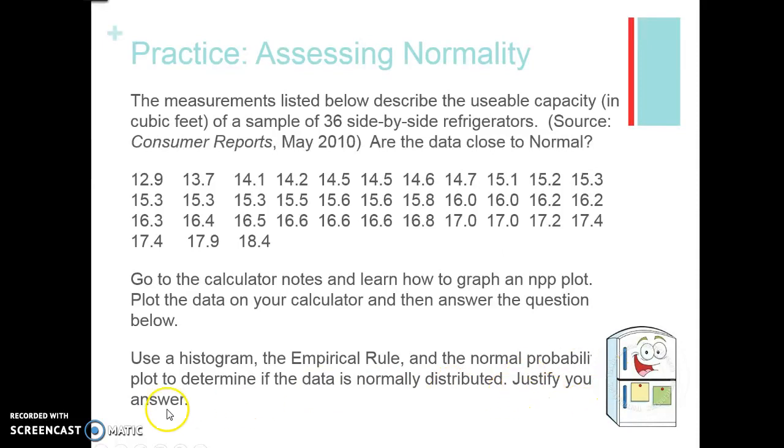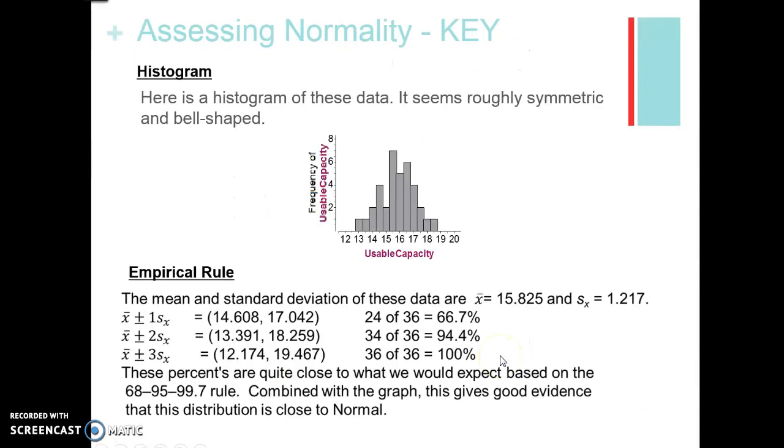Now notice it says justify your answer. You're going to have to explain. You can't just use a histogram and say, oh, it's approximately normal. You're going to have to explain why. Same thing with the empirical rule and the normal probability plot. All right, so let's take a look first. Make sure you know how to do a histogram on your graphing calculator.